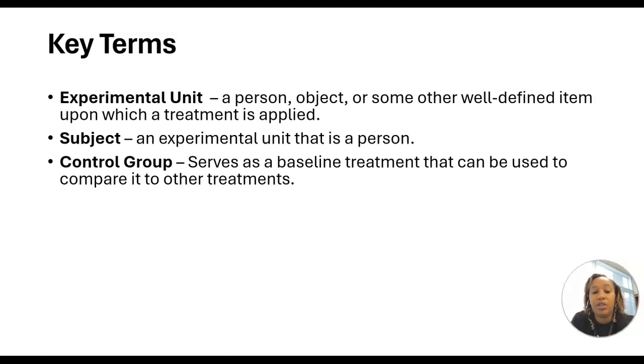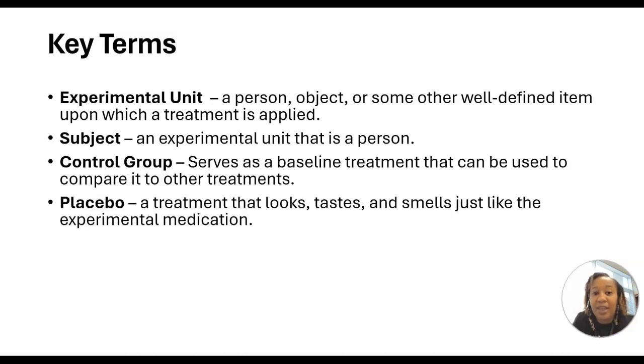Then you can have what's called a control group. A control group serves as a baseline treatment that can be used to compare it to other treatments. So when you divide your participants or your subjects into groups, the control group is the group that usually does not receive any type of treatment. That is your comparison group. All right, so you're not manipulating that group in any kind of way. You're just using that group to compare the results of the treatment group to this group that didn't receive a treatment.